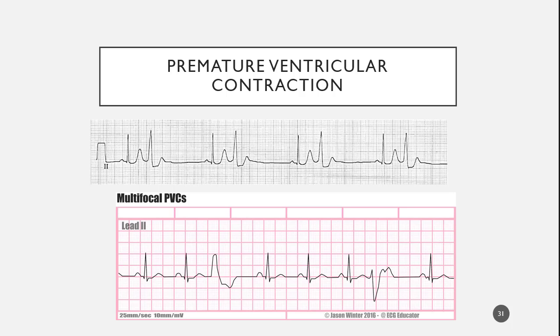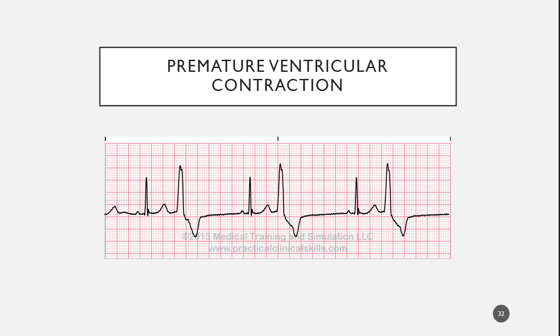All right. So again, if I give you a rhythm strip like this, and in just a minute we're going to clarify it even tighter here, we call this normal sinus rhythm with multiple unifocal PVCs. Down here, we would call this normal sinus rhythm with multiple multifocal PVCs. Everybody with me so far?